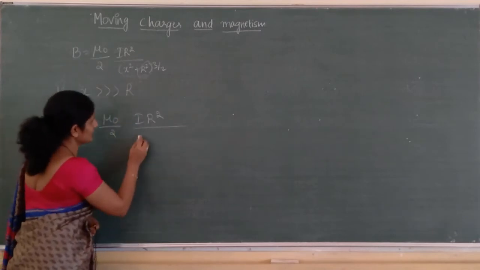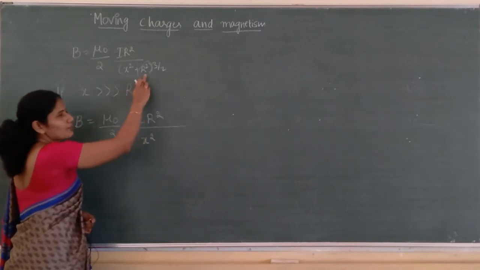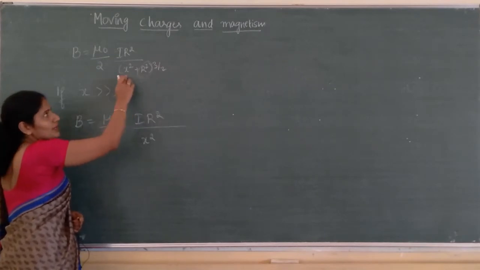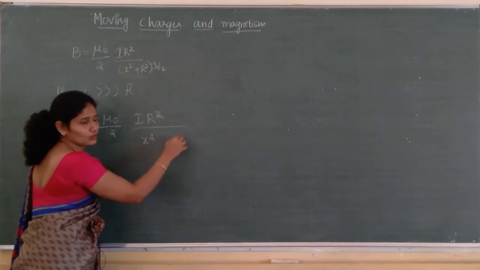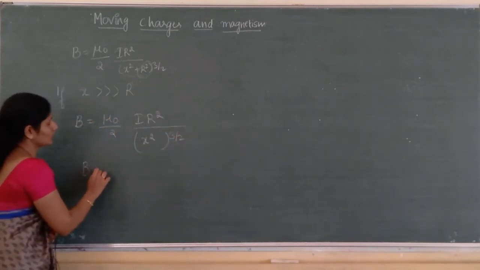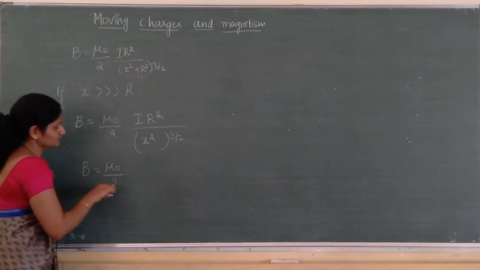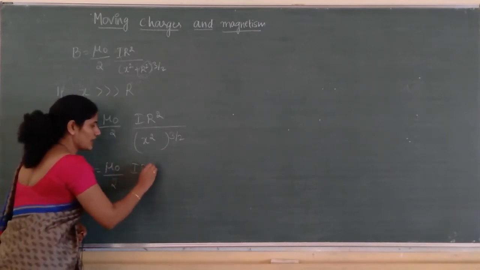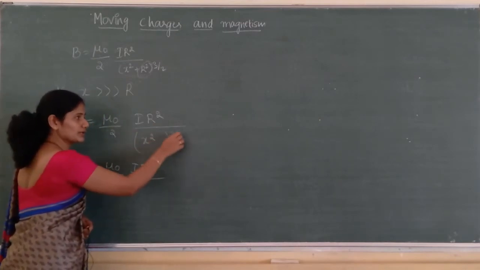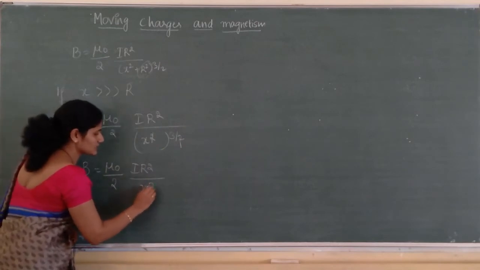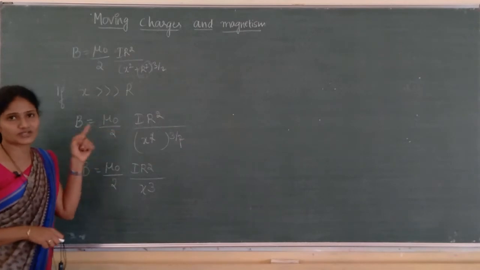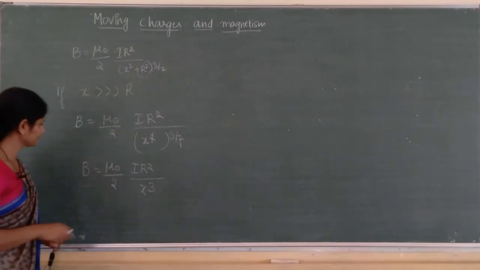So, on neglecting r we get x square. r is approximately equal to 0 compared to x. So, x square plus 0 whole to the power 3 by 2. So, B is equal to mu naught by 2 I into r square divided by x to the power 2 whole to the power 3 by 2. 2 cancels, we get x cube. This is only when x is very much greater than r.